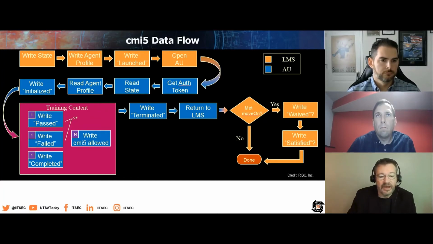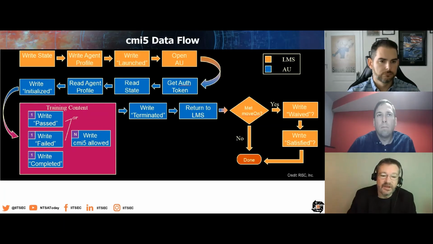The items on the left, the passed, failed, and completed statements, can be sent by the AU. Notice that they have a 1 in the box with them. That indicates they may only be sent once. Then there are cmi5 allowed statements, which we haven't talked about yet, but we will cover during this presentation. These are statements that the AU can write as many of as it wishes. They just have to conform to the rules of the cmi5 specification, and we'll cover more about that later.